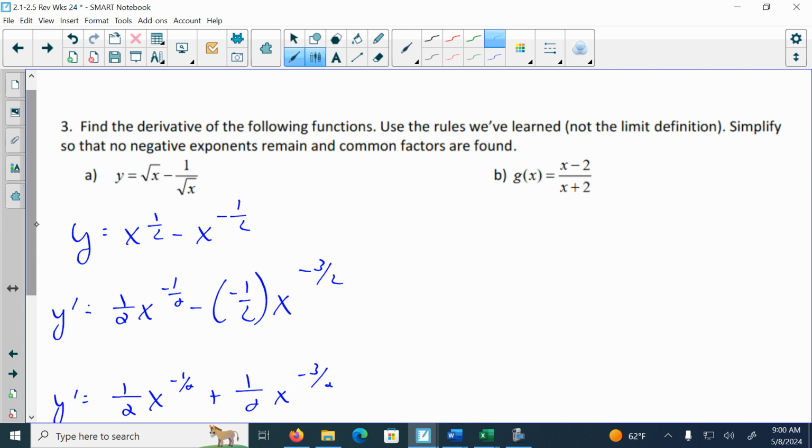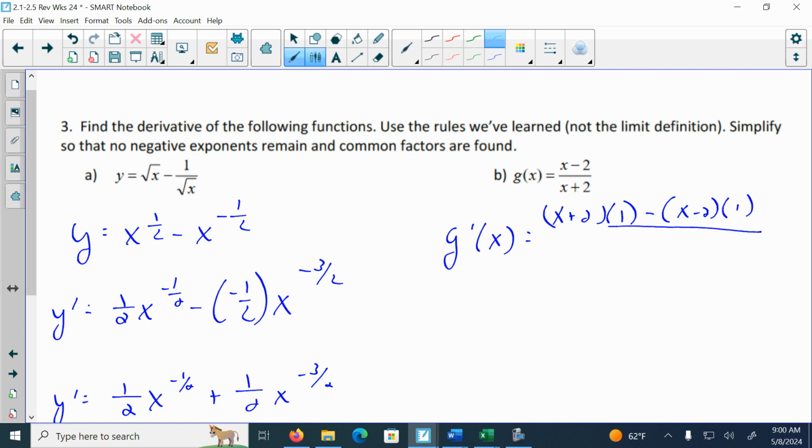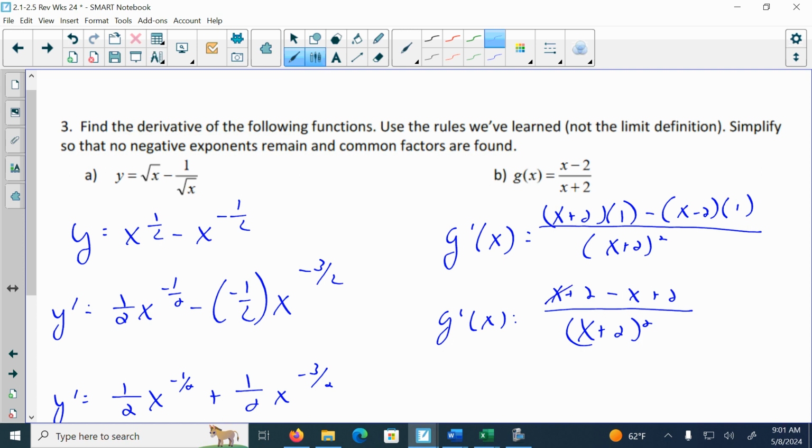Here, when I go to find the derivative, I have to do the quotient rule. To do the quotient rule, I leave the denominator alone, take the derivative of the numerator, which is just 1, minus leave the numerator alone, take the derivative of the denominator, which is just 1, all over my denominator squared. When I do this, I'm going to have x plus 2 minus x plus 2 all over x plus 2 squared. The x's will equal 0, so my final derivative is 4 over the function x plus 2 squared.